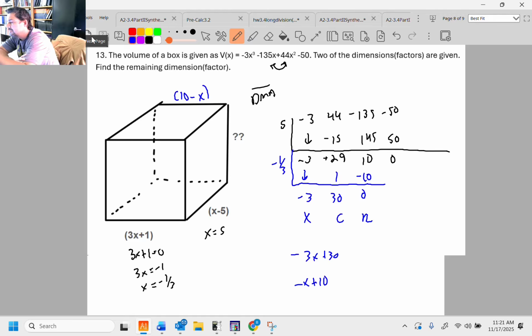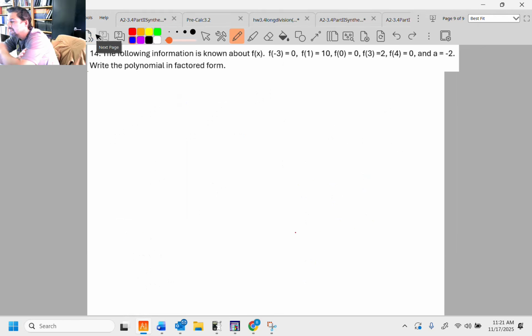Moving forward to the last one. The following information is known about f of x. F of negative 3 is a 0, f of 1 is a 10, f of 0 is a 0, f of 3 is a 2, f of 4 is a 0, and a is negative 2. Write the polynomial in factored form.